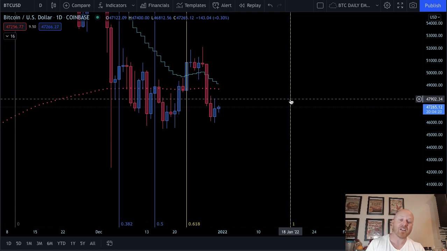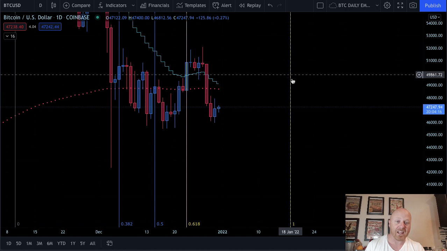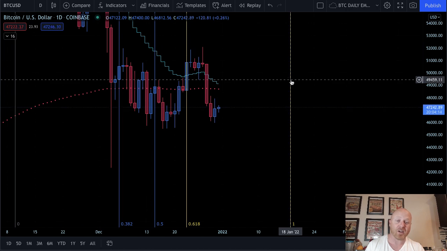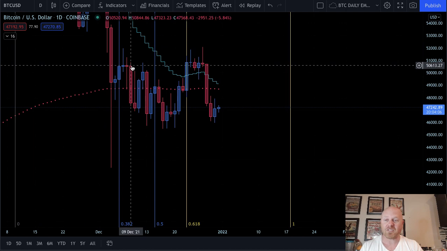So this is very, very interesting, and I'm very excited to see what happens on January 18th here on the daily time frame, which is the same candle that opens up January 17th on the weekly time frame because of the time frame difference. So really interesting to see.